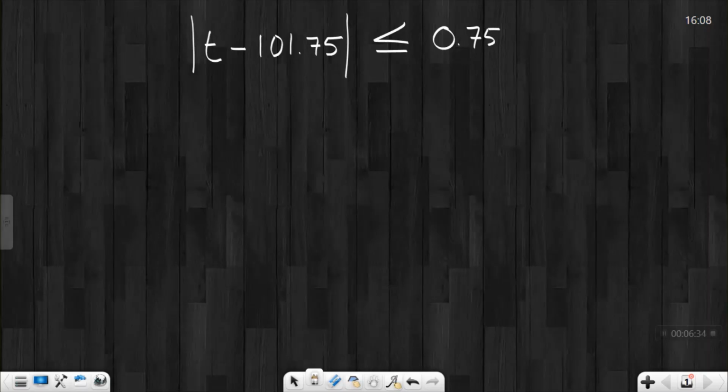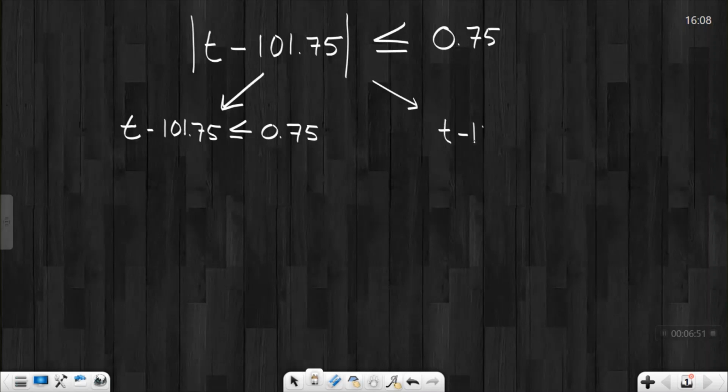That's the inequality that they're giving us, and we can solve this inequality by taking the original one here. Oops, sorry. T minus 101.75, not changing a thing, just keeping it just like that. And then I can rewrite the second one this time, keeping my T minus 101.75, but this time making everything else the opposite, greater than or equal to negative 0.75. At this point we can solve both of these. I can add 101.75 to the side.